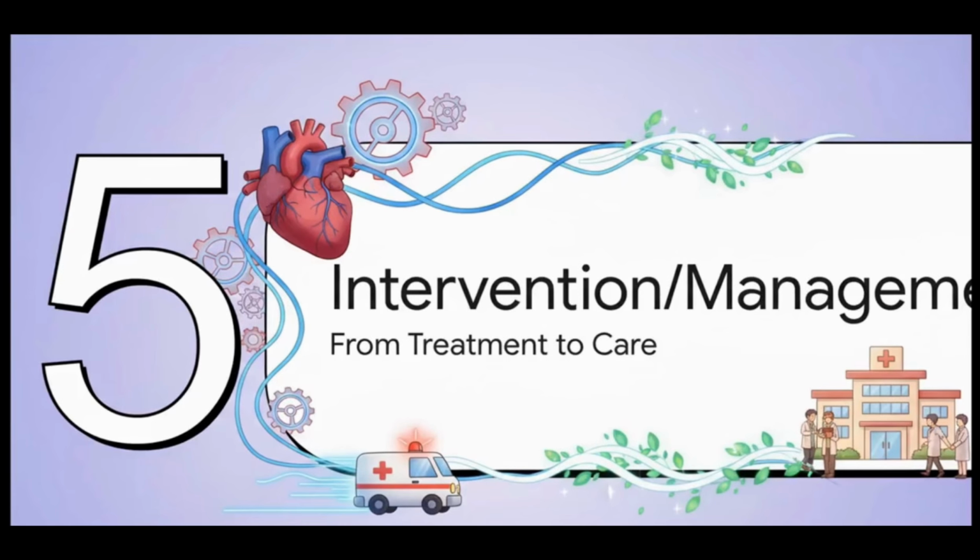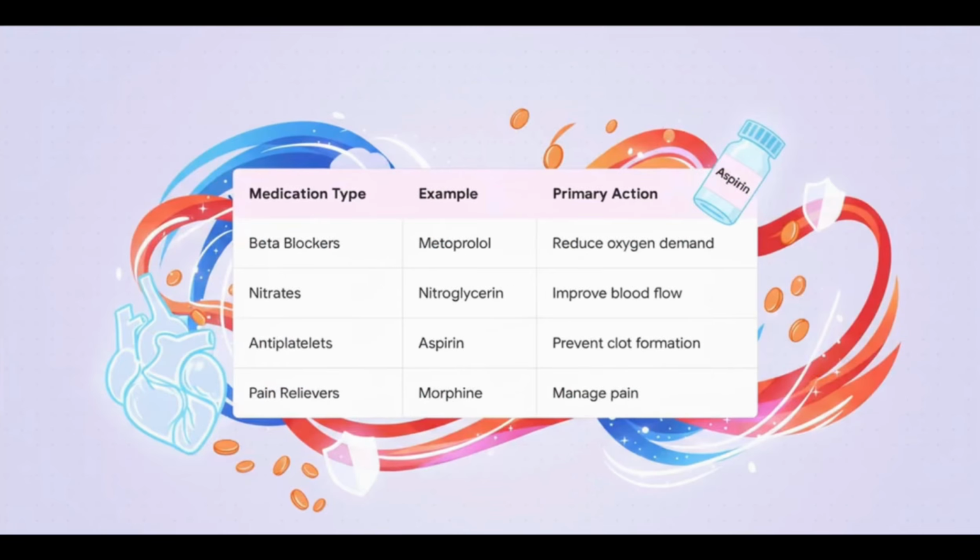Now let's talk about intervention and management. Several medications are commonly used in treating an MI. Beta blockers, such as metoprolol, work by reducing the heart's oxygen demand through controlling the heart rate. Nitrates, such as nitroglycerin, improve blood flow by relaxing the smooth muscle of the arterial walls, allowing more blood to pass through.